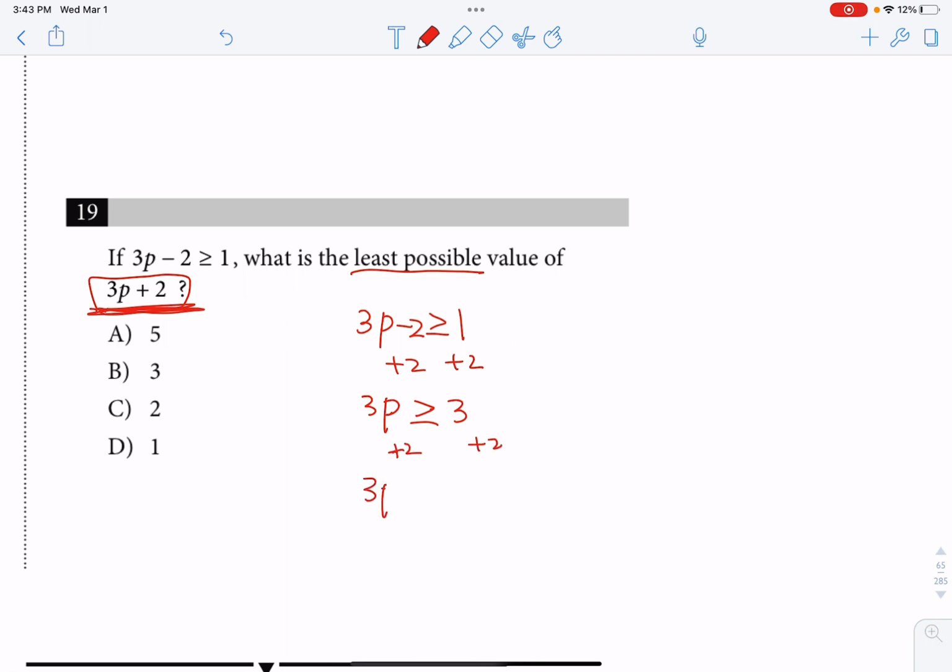Then I will have the expression 3p plus 2 on the left side, and on the right side 3 plus 2 will be 5. So eventually 3p plus 2 will be greater than or equal to 5. The least possible value will be 5. That's what I do.